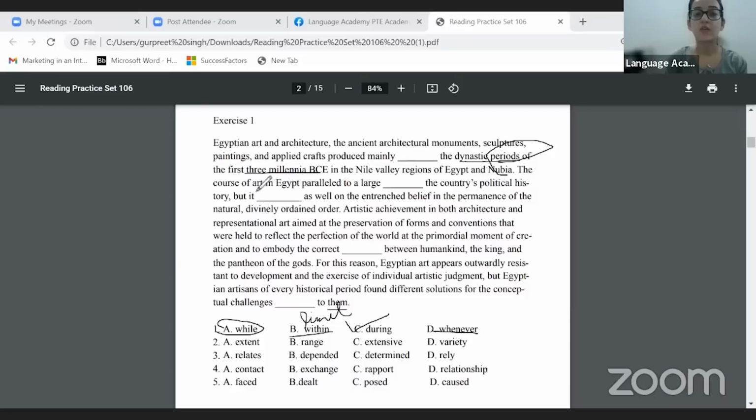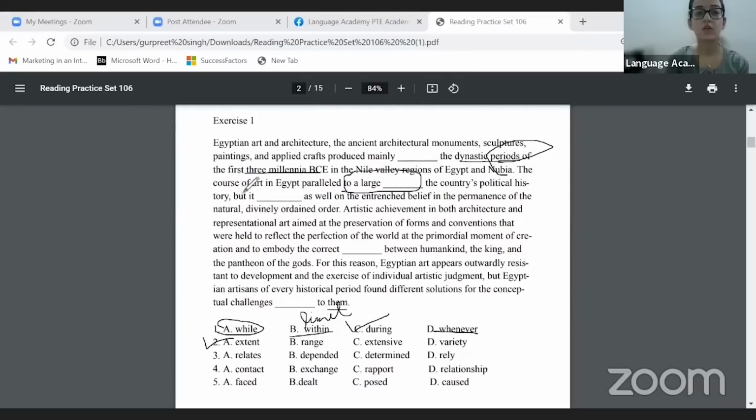Then they say the course of art in Egypt paralleled to a large dash the country's political history. So this was a collocation. You can say this is a phrase. To a great extent are 4 words which are always written together. So the words which are written together, if there are 2 words, we generally call them collocations. If there are 3, 4 words, they're written in the same way, we call it a phrase. So it will be to a great extent. You can note it down in your list of phrases.